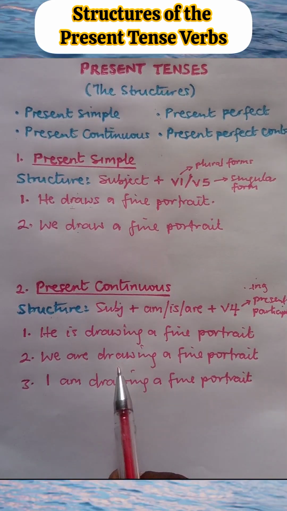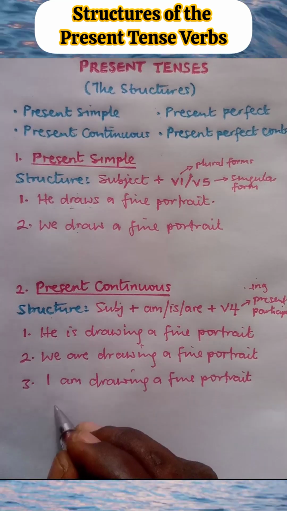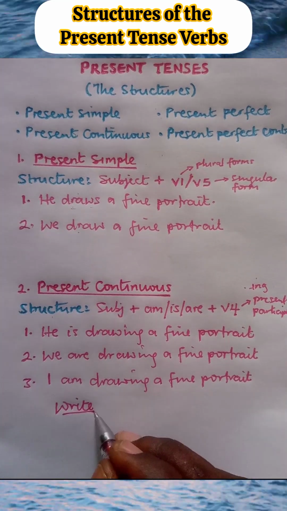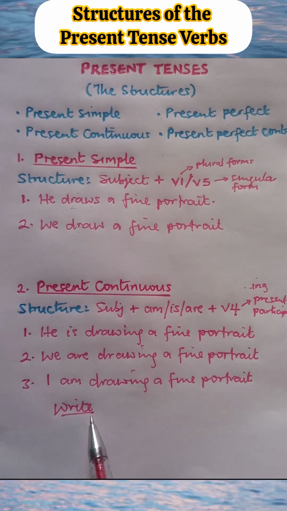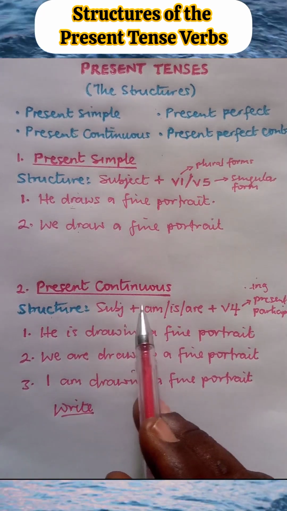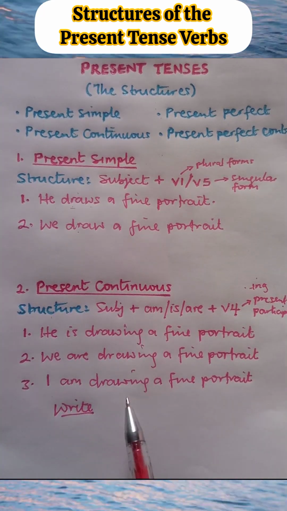Now test your knowledge of what you have learned. Make 2 sentences with the verb write, one to represent present simple and the other to represent present continuous. Put your answer in the comment section.